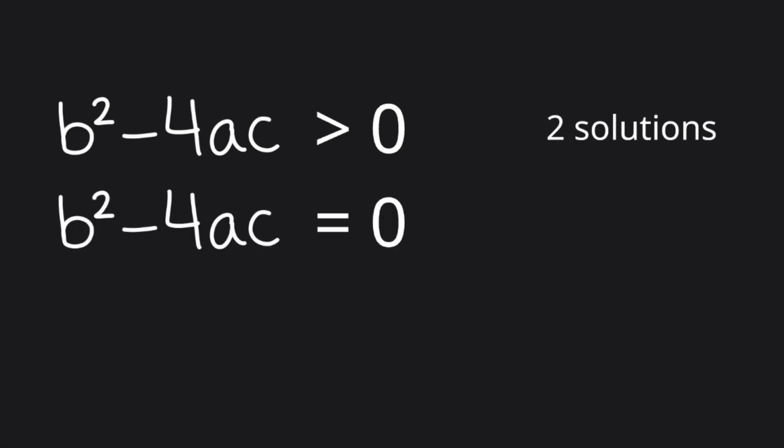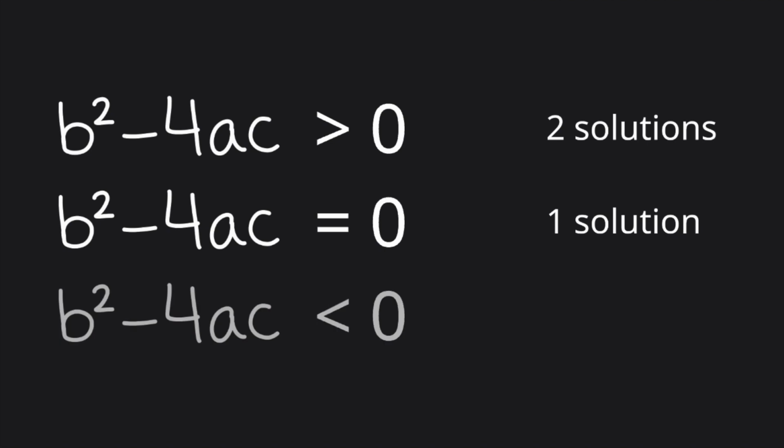If the term under the root is equal to 0, there will be exactly 1 solution. That is because the square root of 0 is 0, and there's no difference between adding or subtracting 0. If b squared minus 4 times a times c is smaller than 0, then there aren't any solutions. That is because you can't take the square root of a negative number.